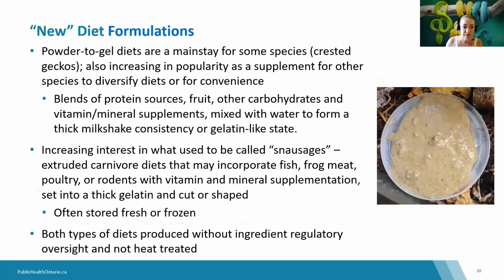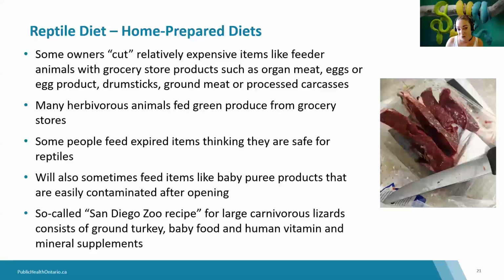Next slide, please. And then there's also home prepared diets. So rats are expensive, chicks can be expensive, rabbits are fairly expensive because they're usually also produced as either pets or for human food. So they might take an expensive item like a feeder rat. A large rat's maybe $6 right now, and they'll cut it with a grocery store product like organ meat, eggs, which we know can be contaminated with salmonella, might be egg product even, drumsticks, ground meat, or processed carcasses.